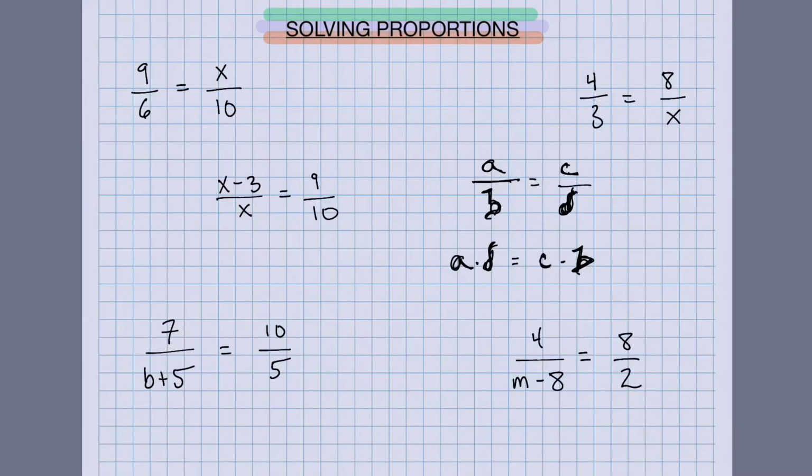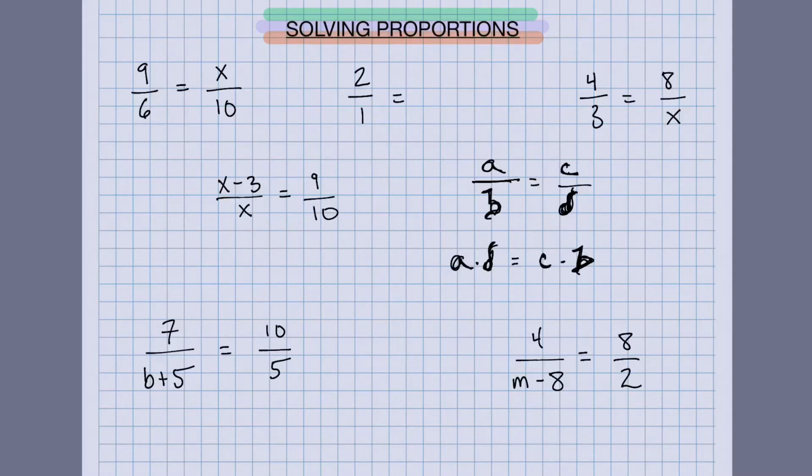Okay, solving proportions. These aren't really that difficult. Here's our key. So here's kind of what we're going to be doing. And this is kind of like if you have a fraction. Okay, so let's say you have a fraction 2 divided by 1.